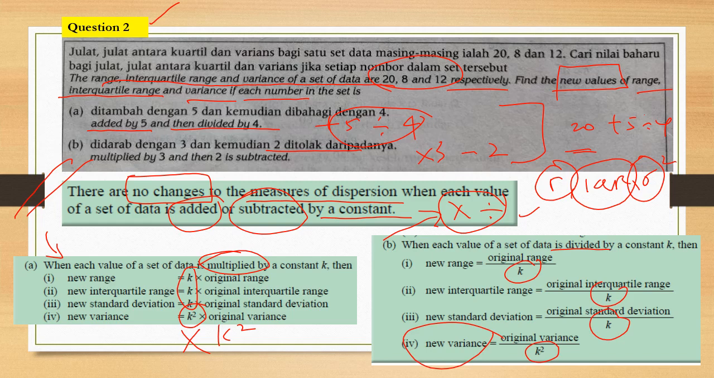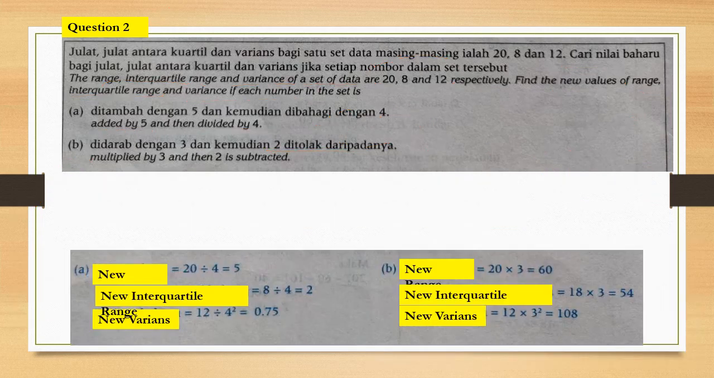So let's see the question and the answers. Oh, this is the new range. So 20, you just divide by 4. You don't have to add 5, you got it wrong already, because it will not change. The data does not change when you add 5, if you do addition. So for the interquartile range also you divide by 4.